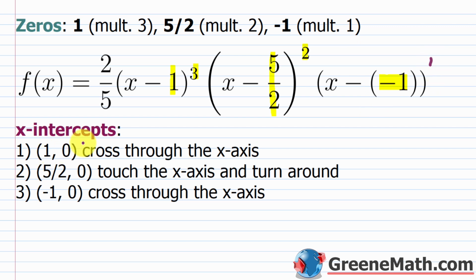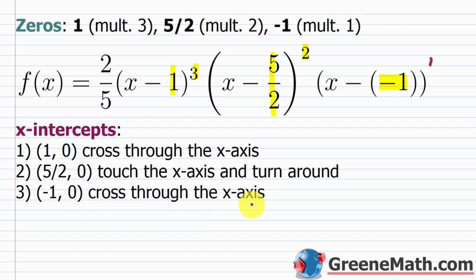So the x-intercepts, again, you can have 1, 0. That's coming from this right here. And the multiplicity is 3, which is odd. So we're going to cross through the x-axis. Then you have your 5 halves, 0. So again, the multiplicity of that 0, 5 halves is 2. That's even. So we're going to touch the x-axis and turn around. And then you have -1, 0. So for that one, the multiplicity for that 0 of -1 is 1. So that's odd. So we're going to cross through the x-axis there.